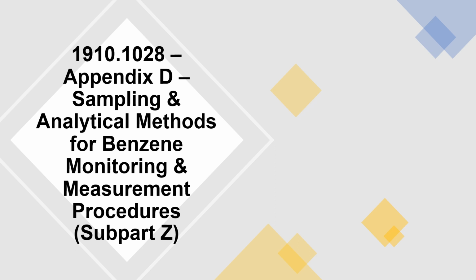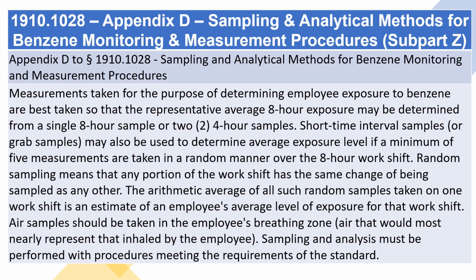1910.1028 Appendix D. Sampling and Analytical Methods for Benzene Monitoring and Measurement Procedures. Appendix D to Section 1910.1028, Sampling and Analytical Methods for Benzene Monitoring and Measurement Procedures.